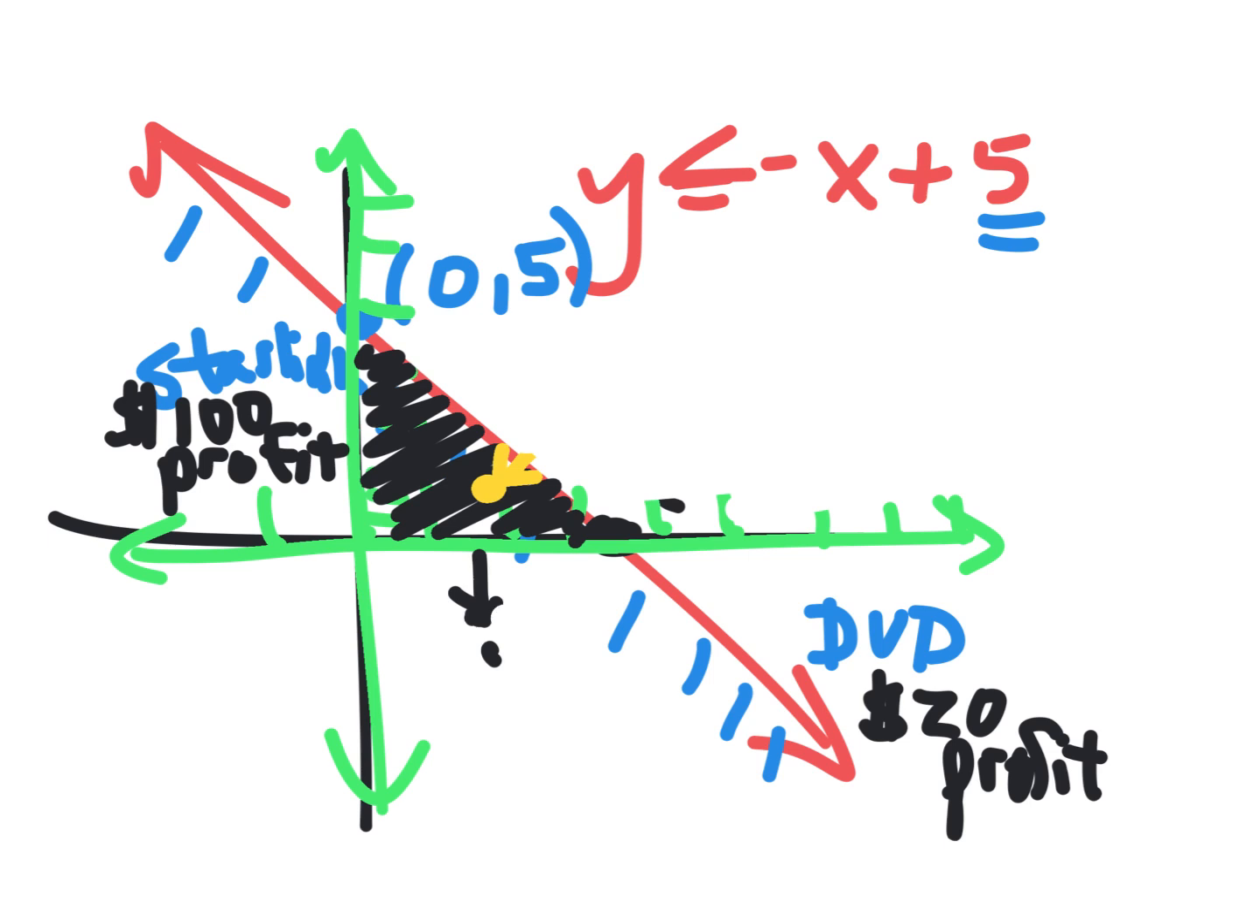So we shaded upwards and made that little triangle. That little triangle has a name. It's called the feasible region. If you've never heard the word feasible before, it means that's possible.